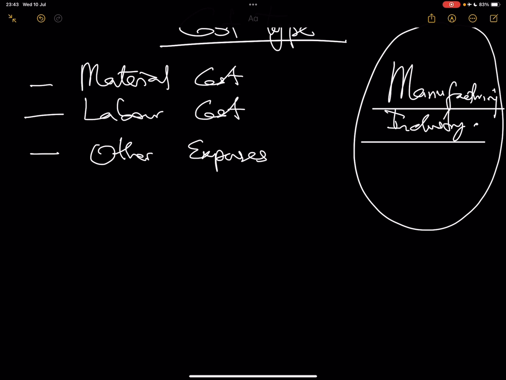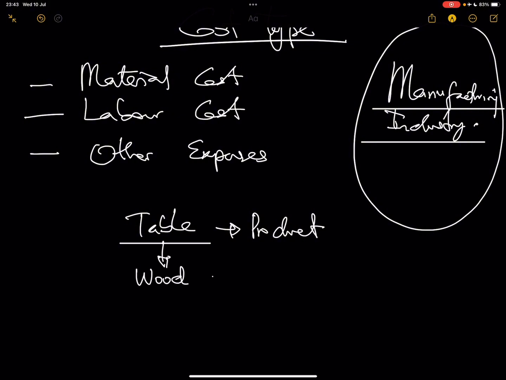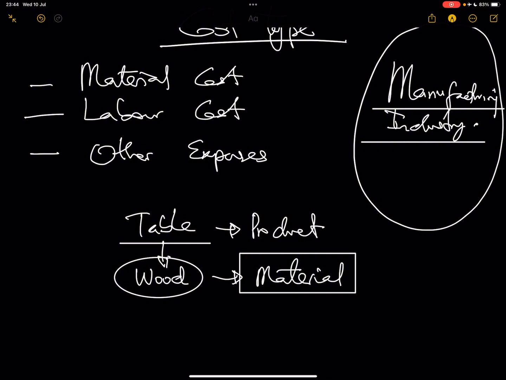So I like to use examples a lot. If your business is to manufacture table, table is your product, whereas your material will be wood. So whatever you are using to make your product is your material. So material is the item, that thing that you are using to make your final product. So it is called raw materials, right? And the cost of that material, the cost of that wood, will be categorized as a material cost.